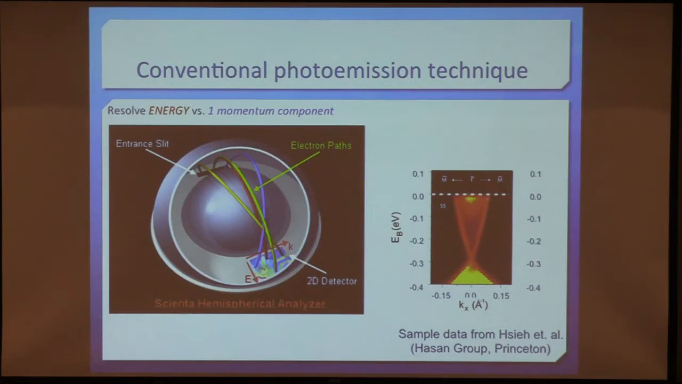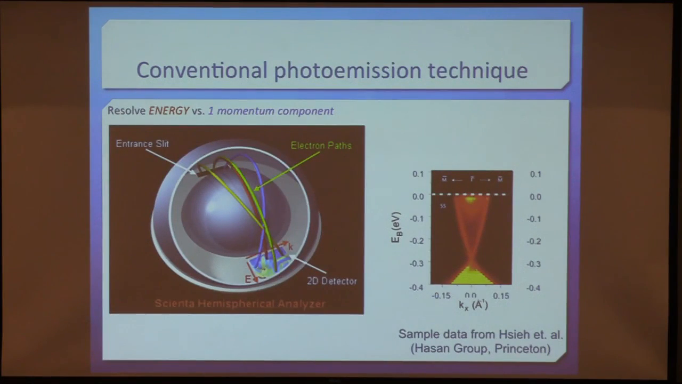Now, one challenge with this experiment is that you only get one direction of the momentum per sample orientation. But we are talking about a two-dimensional Brillouin zone. If you want to get the other component of the momentum, what you do is you rotate your sample, take another spectrum, rotate again, take another spectrum. That's how you map the 2D Brillouin zone, right?